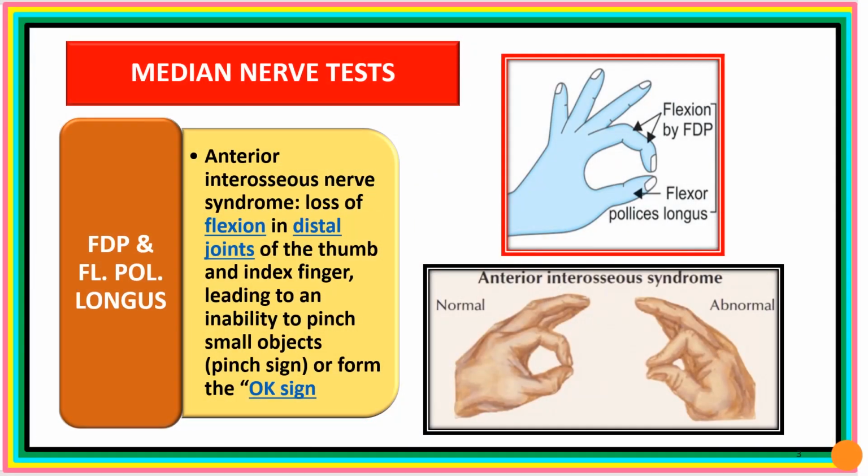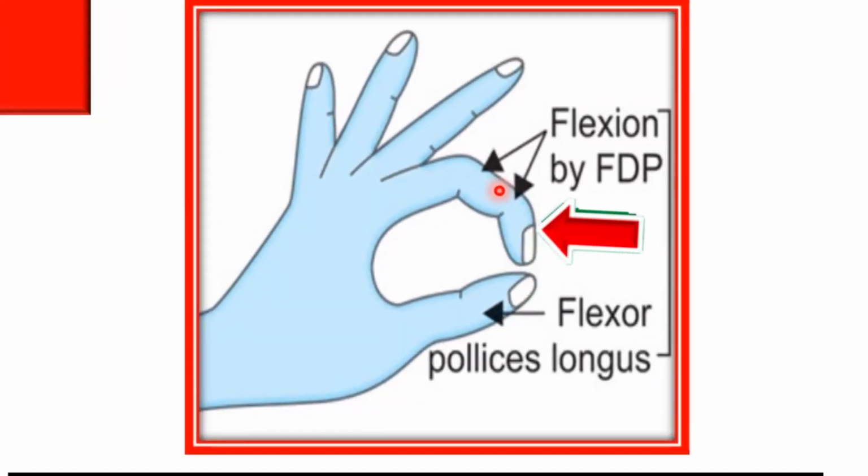The next test is the OK sign test, which is also called the pinch sign test. This test will assess the functionality of two muscles that are supplied by the anterior interosseous nerve, and those muscles are the flexor digitorum profundus and flexor pollicis longus. This condition will arise if the anterior interosseous nerve supplying the flexor digitorum profundus of this finger is affected, and also if the median nerve supplying the flexor digitorum superficialis at the proximal IP joint is also affected.